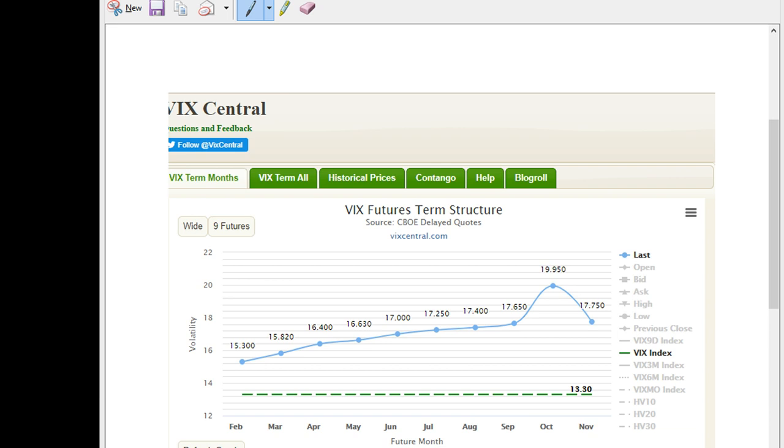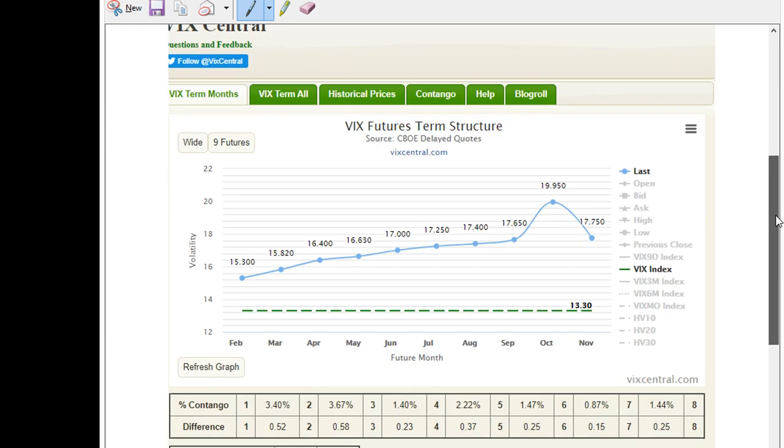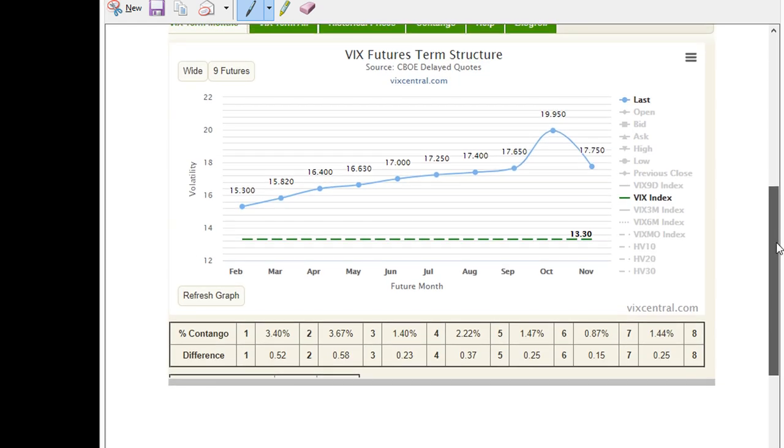All right, so here is the term structure chart from VIX Central. And we are looking here at the front 2 months. Those are the important months in our consideration right now. And this contango number down here has gone from 18% right before expiration to 3%. And that represents kind of the curvature of this line between the two futures here.